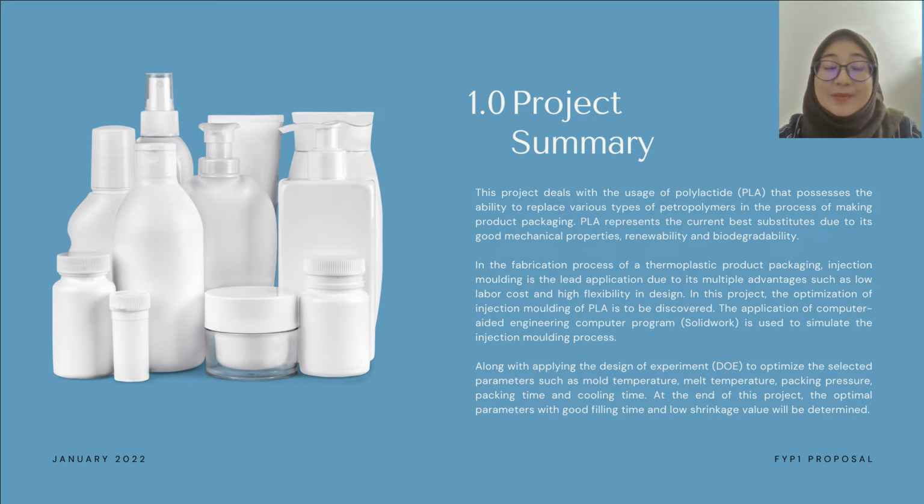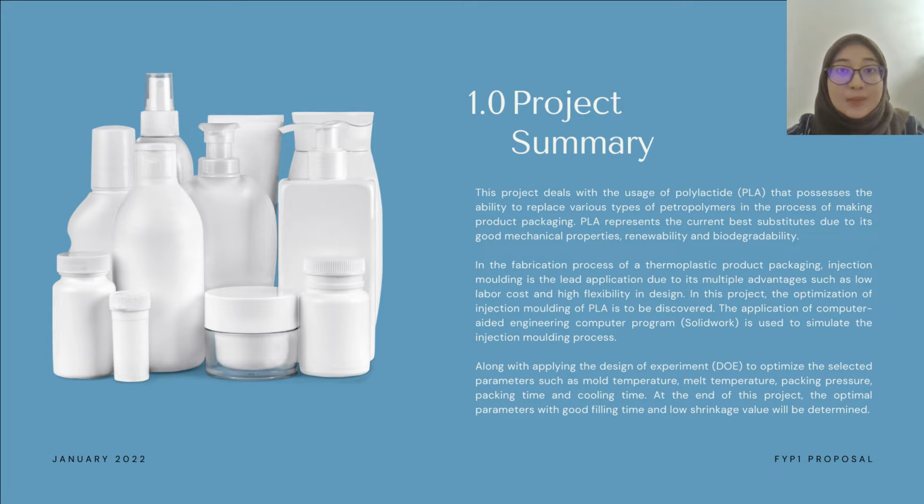In a nutshell, this project deals with the usage of polylactide or PLA as material. PLA possesses good mechanical properties, biodegradability, and renewability. PLA is the current frontrunner in replacing the traditional petropolymers. Injection molding is the lead process used in making thermoplastic product packaging. This is because of the low labor cost and also high flexibility in design.